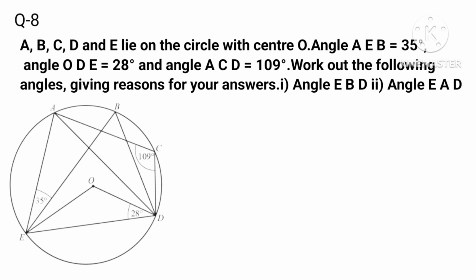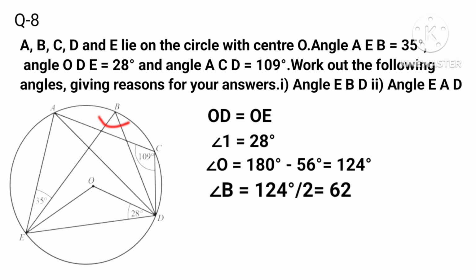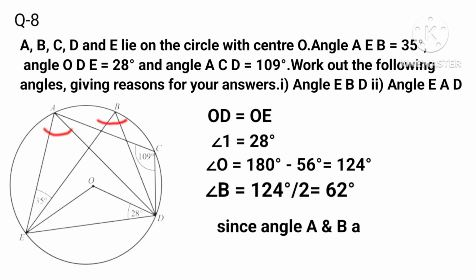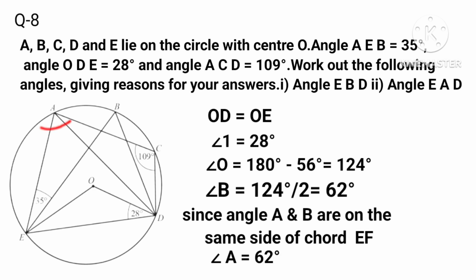Angle OAD equals. Since OD equals OA, therefore, angle 1 is equal to 28 degrees. Therefore, angle O equals 180 degrees minus 56 equals 124 degrees. Hence angle B is equal to half of 124 degrees equals 62 degrees. Since angle A and angle B are on the same side of chord AF, hence equal. Therefore, angle A is equal to 62 degrees also.